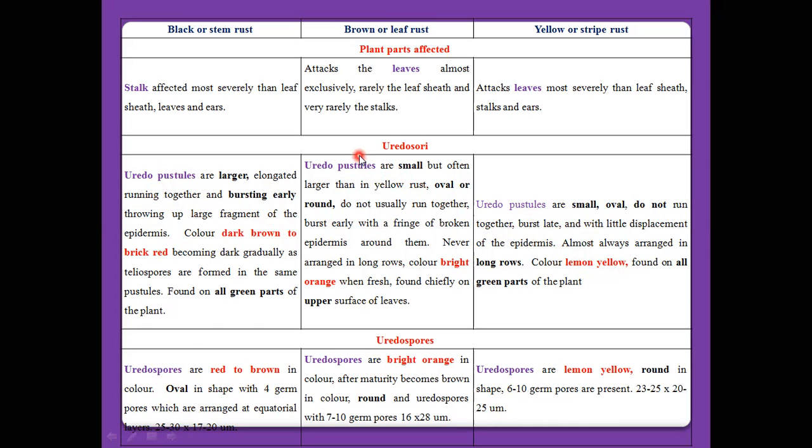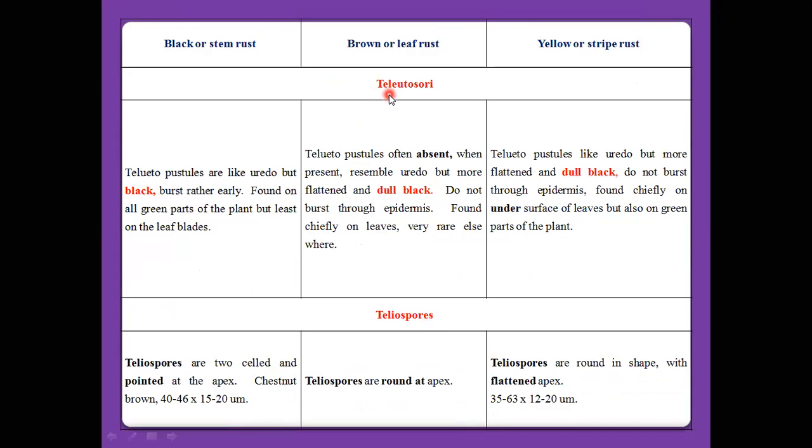In brown rust, the uredospores are generally bright orange in color and round in shape. In yellow rust, uredospores are lemon yellow and generally round, with different sizes according to geographical areas. Then these uredopustules become darker and develop teliopustules or teliosori.